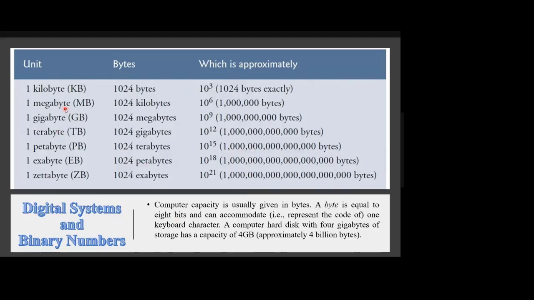If you see megabyte, it means that you have 1 million bytes. It means that you have to multiply this number by 8 to represent the number in bits. For example, a computer hard disk with 4 gigabytes means approximately 4 billion bytes.